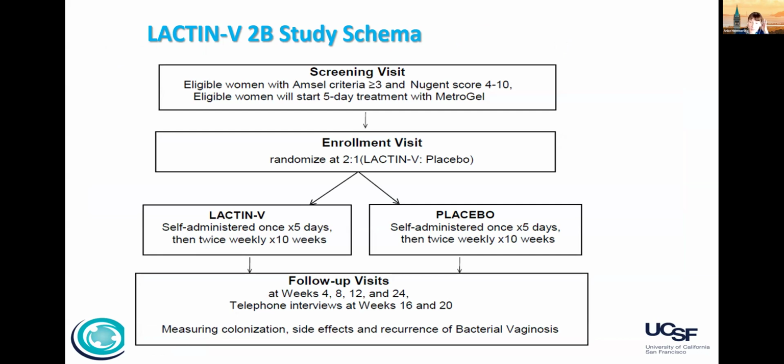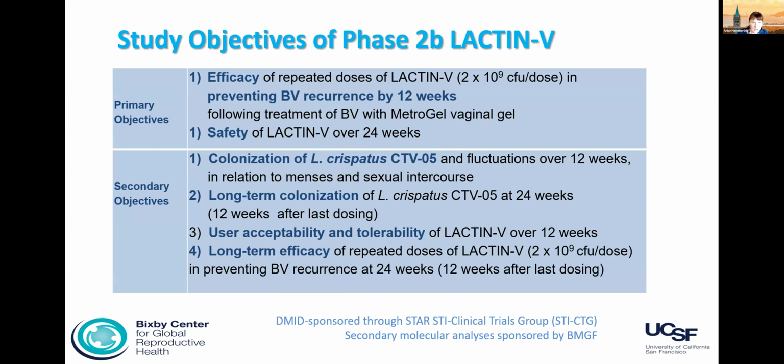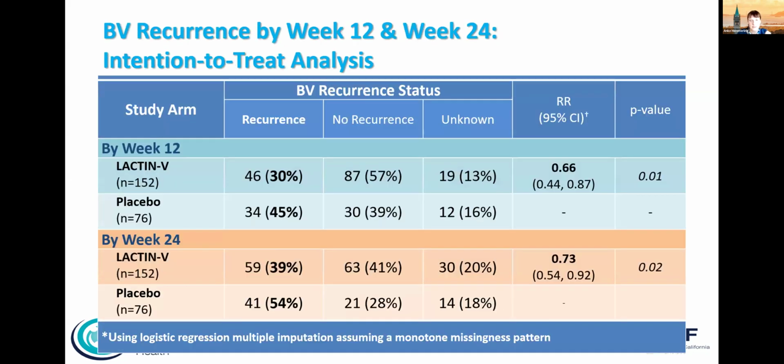We enrolled 228 women across 4 sites in the US, randomized them 2-to-1 right after they finished their Metrogel treatment, and then gave them product over 11 weeks. The main outcomes were at 12 weeks right after the product ended, and then another 12 weeks later at 24 weeks, measuring colonization, side effects, and recurrence of BV. So very straightforward study outcomes centered around efficacy, safety, and colonization at 12 and 24 weeks, and also acceptability and tolerability. We were very excited to see when we finished analysis in 2019 that indeed LACT-V was preventing BV recurrence significantly in comparison to placebo. This effect also prevailed, to a lesser extent, even 12 weeks after product stop.